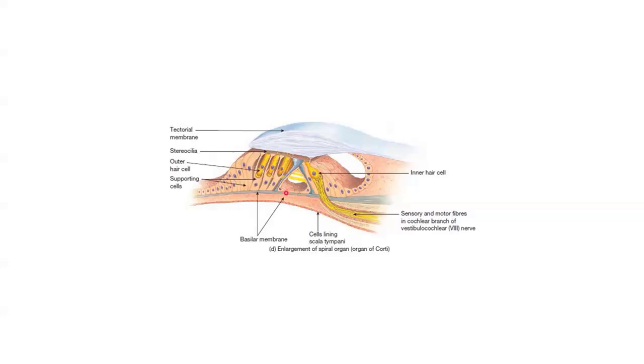So our basilar membrane moves in response to movement of that endolymph. That causes movement of these hair cells. That bends these stereocilia, or the tiny little hair cells, up against our tectorial membrane. That bending causes the receptor potential to be generated.